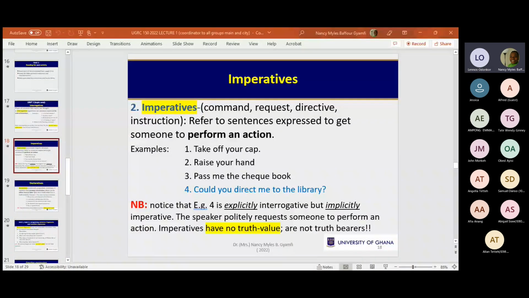Okay. Yes, sir. Would you wash the dishes now? Excellent. That's a typical example of one that is explicitly interrogative. That's seeming to be asking a question, but actually not asking a question, telling you to do. Okay, very good.